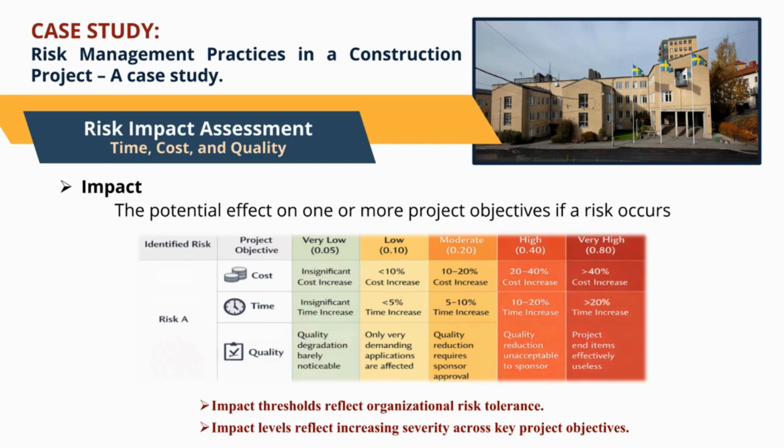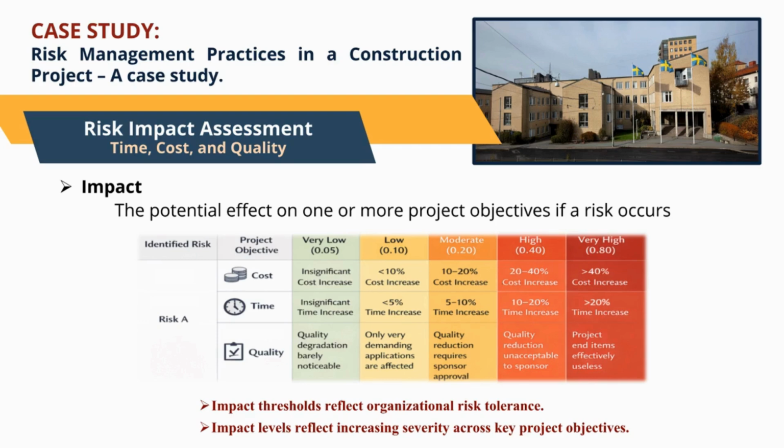For cost, the impact may range from insignificant increases to severe overruns exceeding 40%. For time, the effect can vary from minimal delays to schedule overruns greater than 20%. For quality, impact levels progress from barely noticeable degradation to outcomes where the final deliverable becomes effectively unusable.